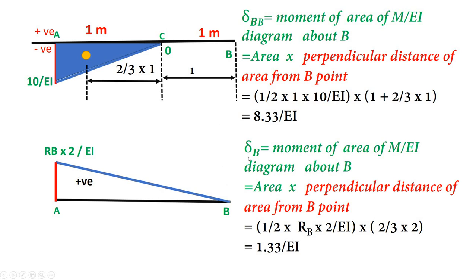Now this is the deflection due to the unit action of the redundant RB. So the moment of area of the M over EI diagram about B. In the same way, area multiplied by the perpendicular distance of the area from point B. Now the area of this triangle is 1/2 into base, that is 2 meter, into height, which is 2 RB over EI, multiplied by 2/3 of 2. So what I get is 1.33 RB over EI. Next, what about the perpendicular distance? It is 2/3 of 2.